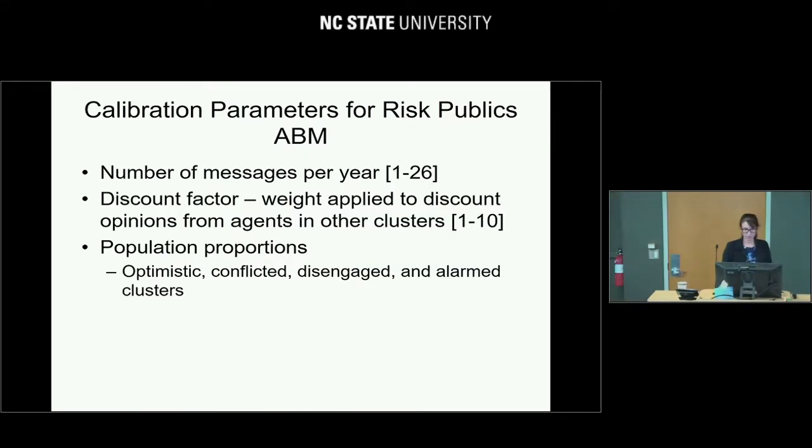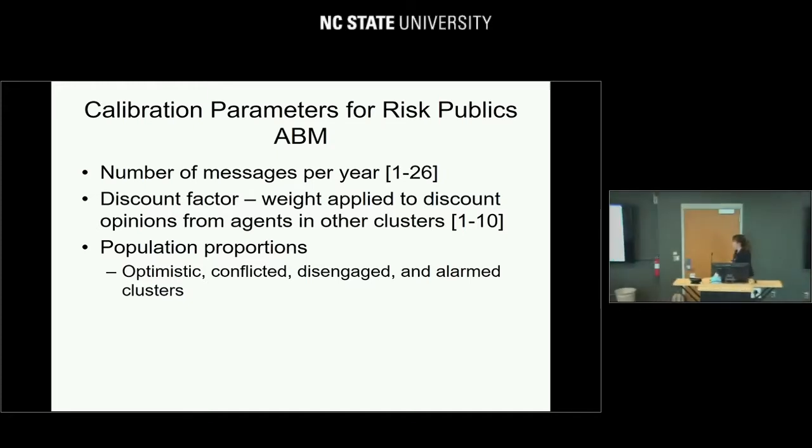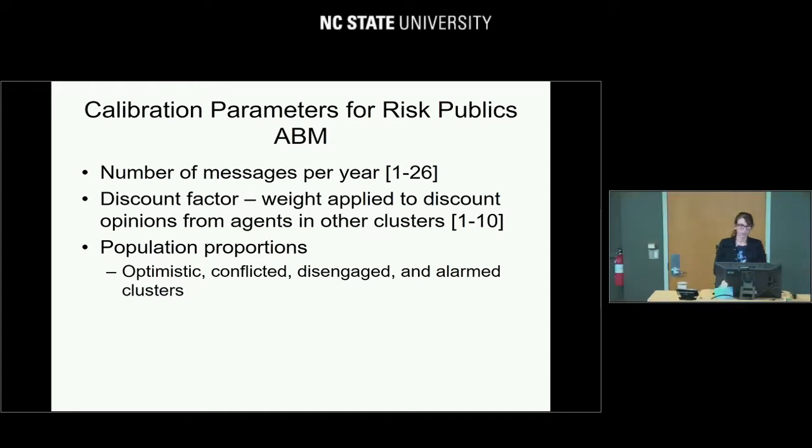And so that's what we looked at with the CA model, where the different factors that could affect adoption, and then we looked at the risk publics model. And so here again we had a bit more complicated model. The number of messages per year, that discount factor that I said, which more highly weights messages from your own cluster, and then population proportions are all the numbers that we looked at to calibrate the agent-based model.